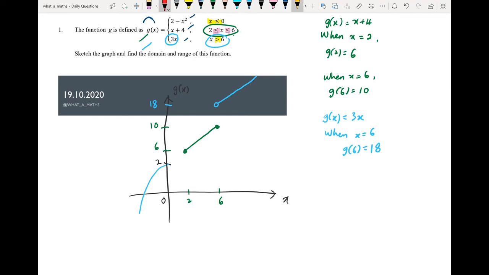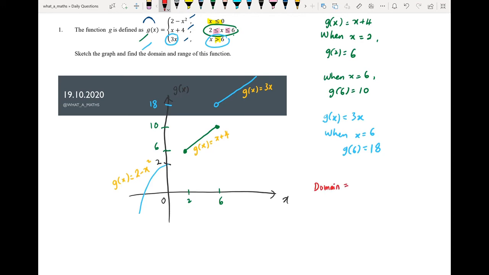Okay, so we are now going to label our graph. So this is my third piece, that is g(x) equals 3x. The second piece, that is g(x) equals x plus 4. And this is the first one, which is g(x) equals 2 minus x squared. So from this graph, I can read my domain and my range.